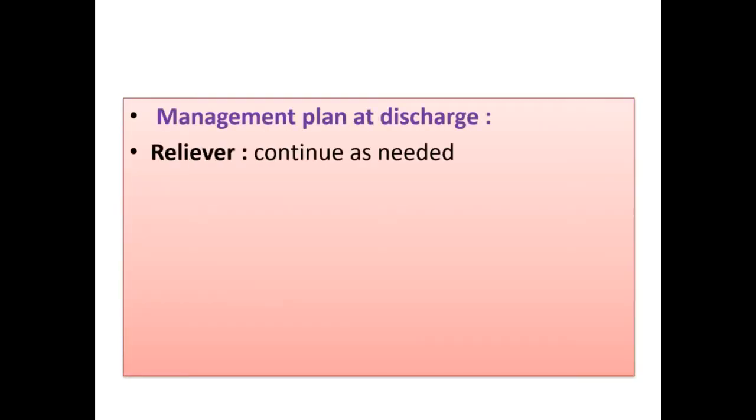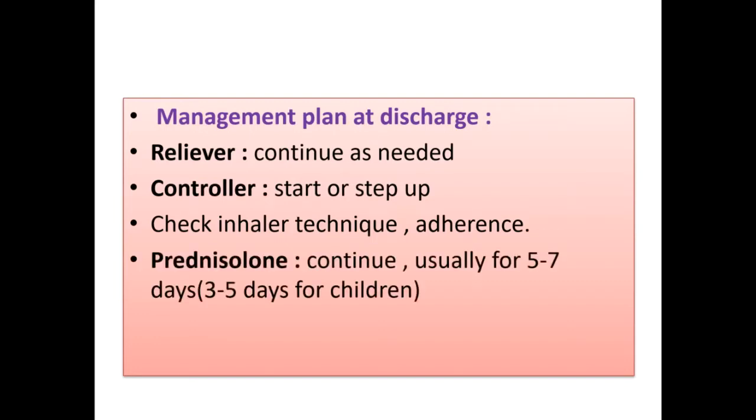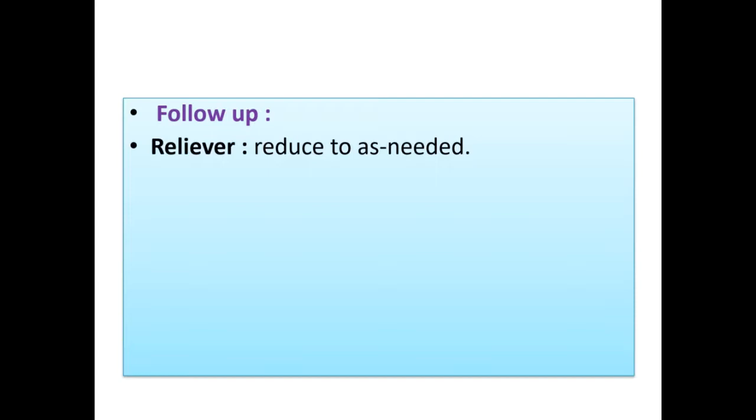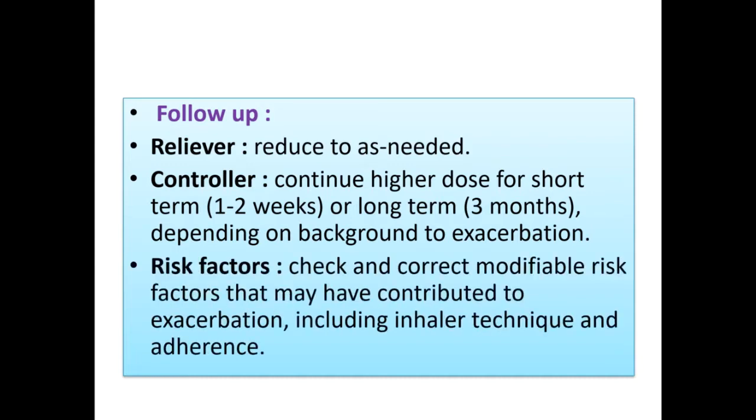Management plan at discharge. Reliever, continue as needed. Controller, start or step up. Check inhaler technique and adherence. Prednisone, continue, usually for 5-7 days, 3-5 days for children. Follow up within 2-7 days. At follow up: Reliever, reduce to as needed. Controller, continue higher dose for short term, 1-2 weeks, or long term, 3 months, depending on background to exacerbation. Risk factors, check and correct modifiable risk factors that may have contributed to exacerbation, including inhaler technique and adherence.